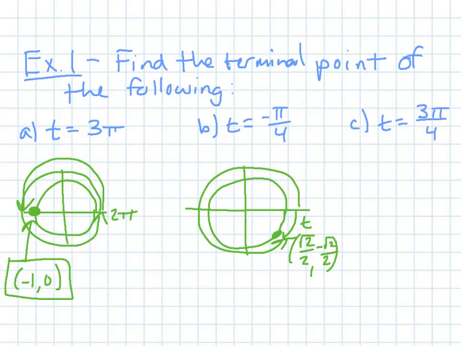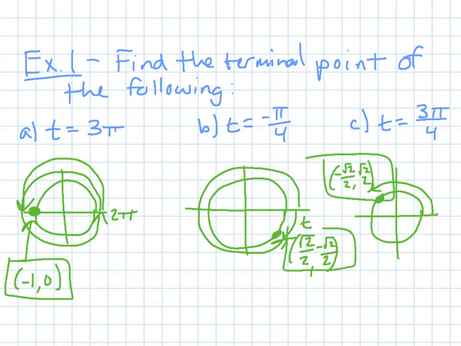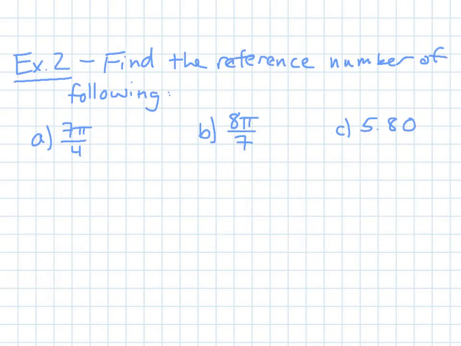And then for c, we have 3 pi over 4. That would be in the third quadrant because we are greater than pi over 2 but less than pi. So my terminal point for that one would be the negative square root of 2 over 2, comma square root of 2 over 2. Okay? So those would be our answers for those particular problems.